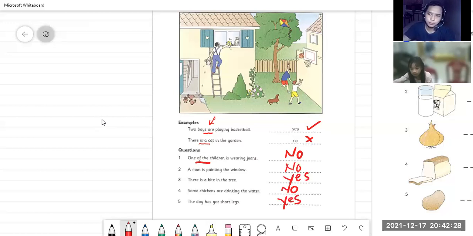Okay, can you read this for me? One of the children is wearing jeans. Very good. Number two, a man is painting the window. Okay. There is a kite in the tree. Okay. Some chickens are drinking the water. The water. Okay. The dog has got short legs. Okay, very good. Okay, next.